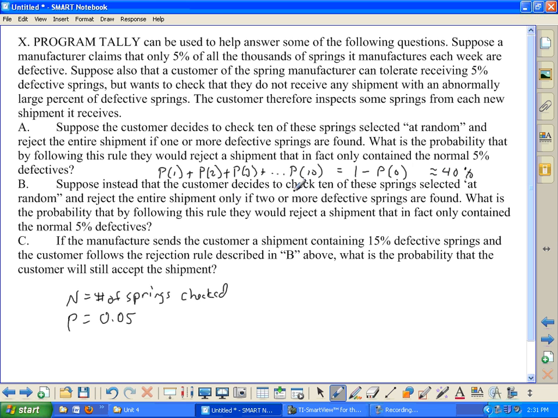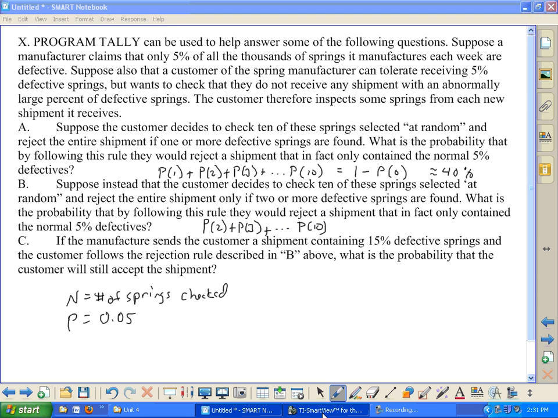So here, suppose the customer decides to check 10 of the springs and reject the entire shipment only if 2 or more are defective. So here it was 1 or more, now it's 2 or more. That's the probability of 2 plus the probability of 3 up through the probability of 10.